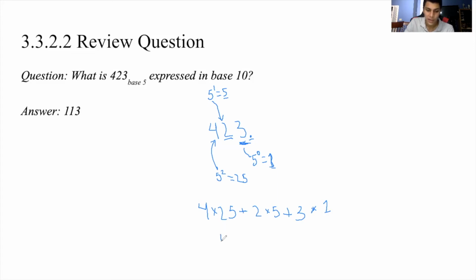4 times 25 is 100. 2 times 5 is 10. 3 times 1 is 3. So there we have 100 plus 10 plus 3. And if you simplify that out, that's 113 in base 10.